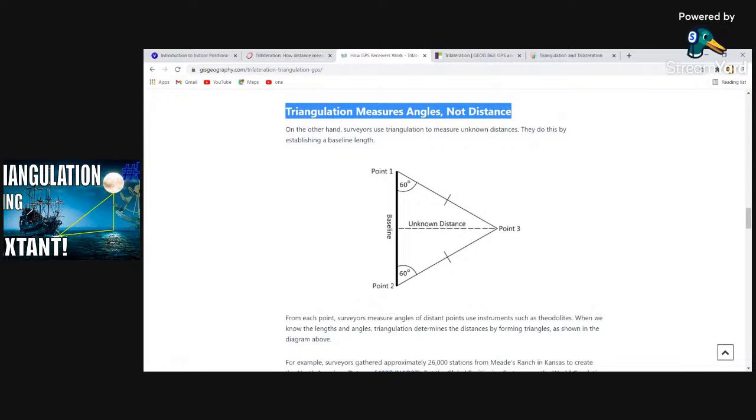Triangulation measures angles, not distances. On the other hand, surveyors use triangulation to measure unknown distances. That's exactly what the sextant does. They do this by establishing a baseline length. There we go. We've got a nice flat baseline. Now keep in mind this is surveyors. So obviously if you're using something like a total station theodolite, we're measuring things on the ground here. It's nothing to do with the celestial bodies above our heads.